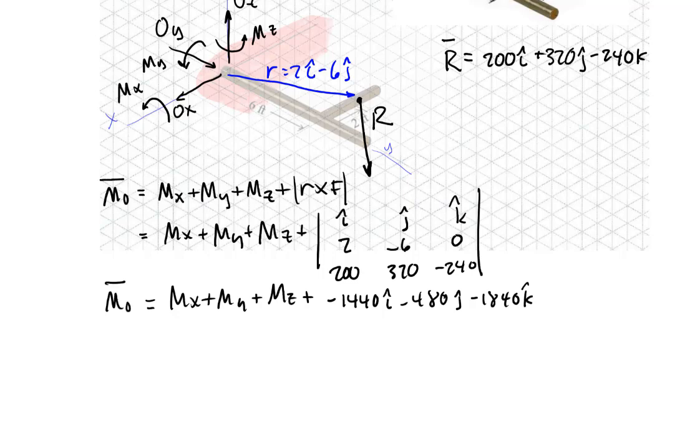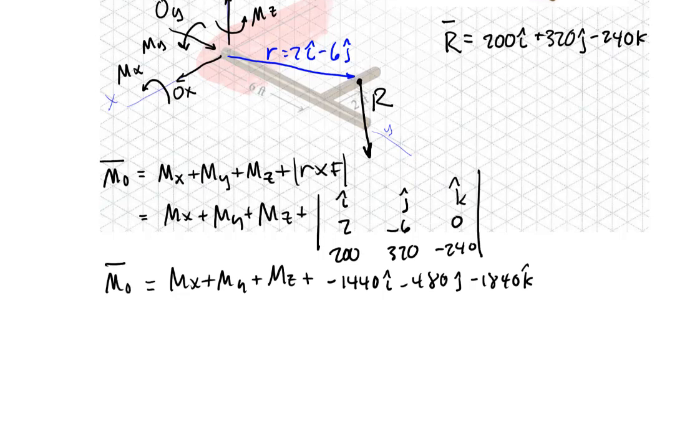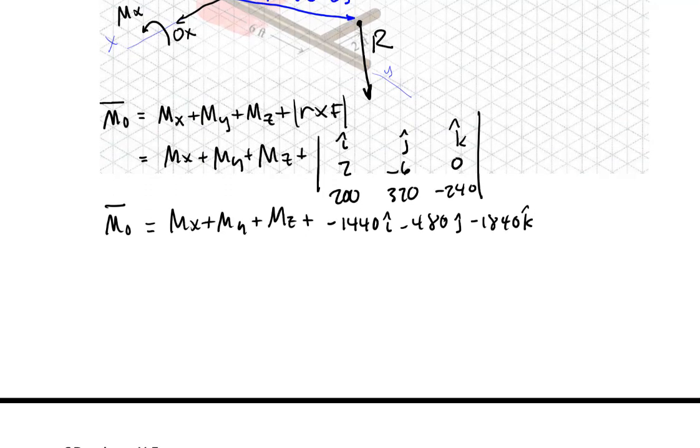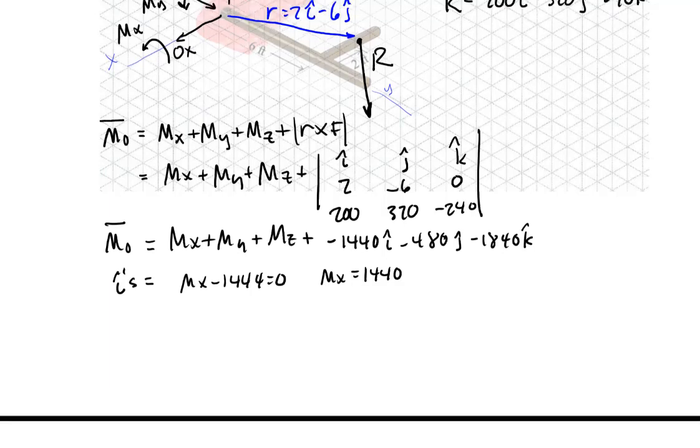And now we combine i's, j's, and k's. So let's do the i's first. Here I have Mx, and there, so I'm going to say that the i's give Mx minus 1440 equals 0. And we can see that Mx is equal to 1440. Now, this is in pound-feet.